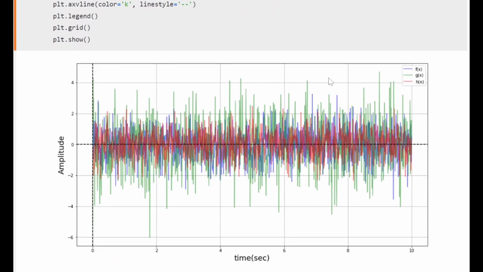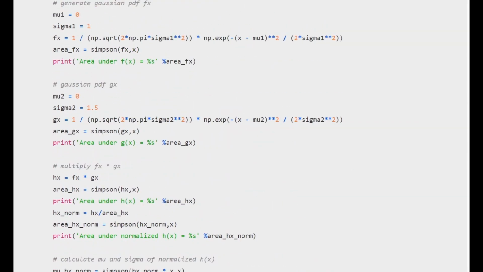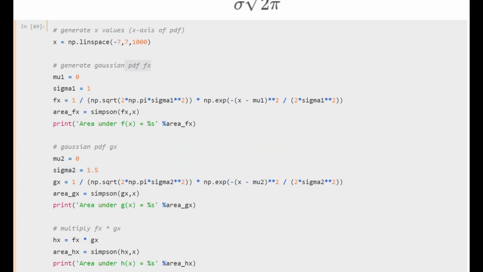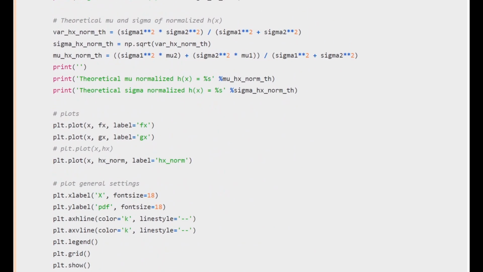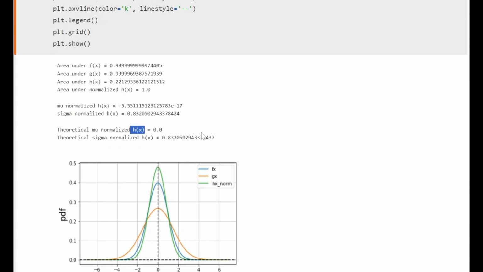As you can very clearly see, blue is fx, green is gx, and red is hx. gx had a larger sigma. So here is gx, and it had the largest sigma, that is 1.5, and fx had a sigma of 1. The theoretical sigma for hx is 0.83, lower than 1 and 1.5, and the mean is obviously 0, which can be clearly seen here.